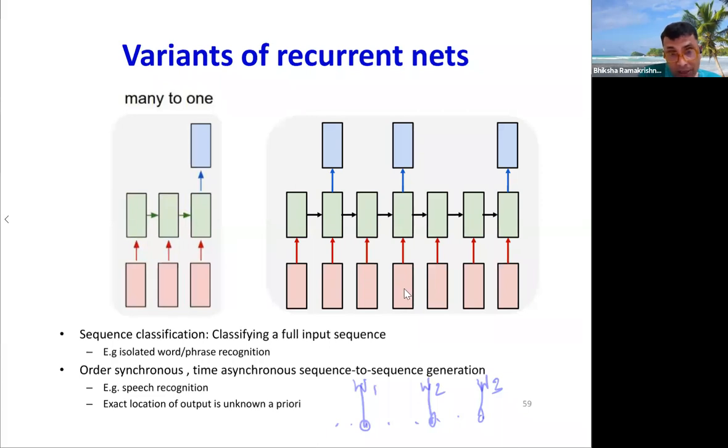Now there is order synchrony, meaning the order in which the input happens is strictly tied to the order in which the output happens. If you change the order of vectors in the input, the output order will change, and you cannot have a different output order for a specific input order. If I change the phonemes in my input, if I change my speech signal, the words will change. So there's a very strict order dependence. The initial portion of the speech corresponds to the first word. The next segment of speech corresponds to the next word. The third segment corresponds to the third word. So this is order synchronous.